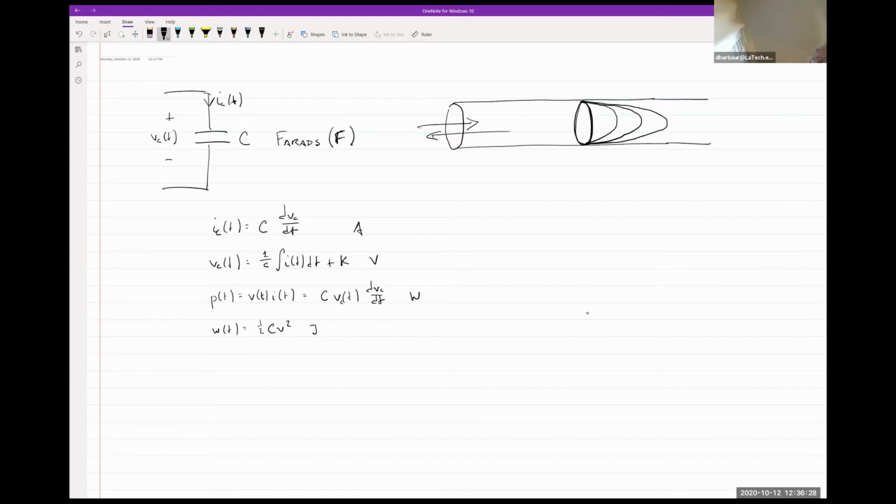Hopefully they look very familiar to you. They look very similar to the inductor equations that we developed on Friday. And so there they are. They are very similar, and hopefully very easy to work with because you've seen these equations for inductors.